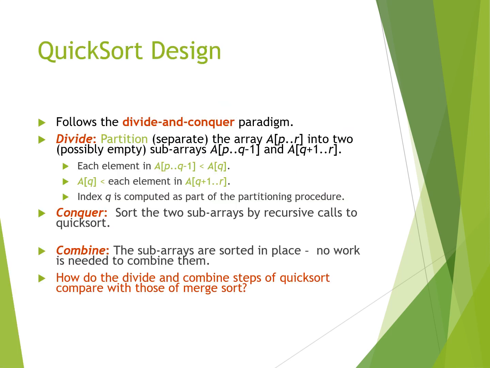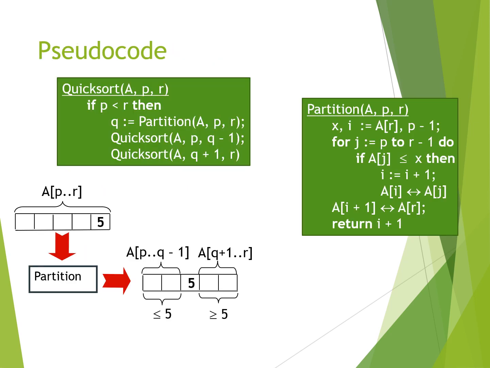Let us take a look at the design of quicksort. It follows the divide and conquer paradigm. In divide, we separate the array into two subarrays. In conquer, we sort the two subarrays by recursive calls to quicksort. And in combine, the subarrays are sorted in place. This is the sample pseudocode.